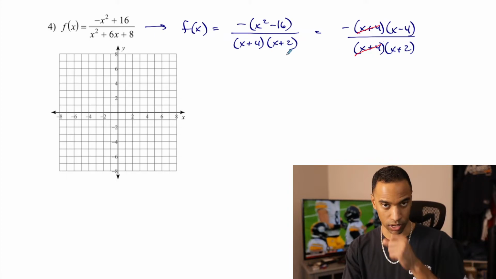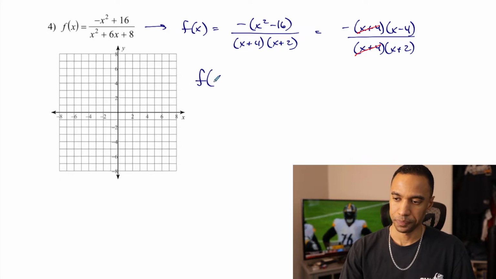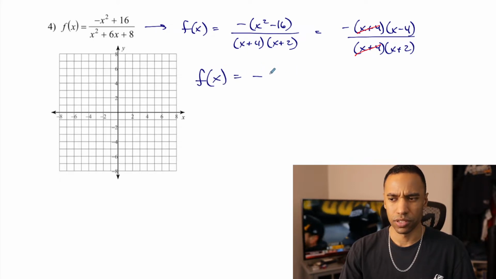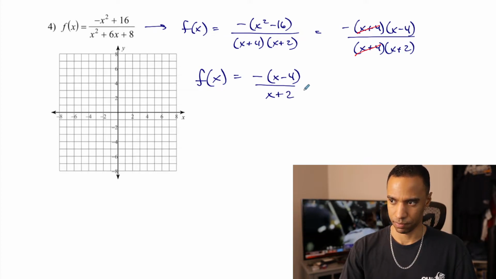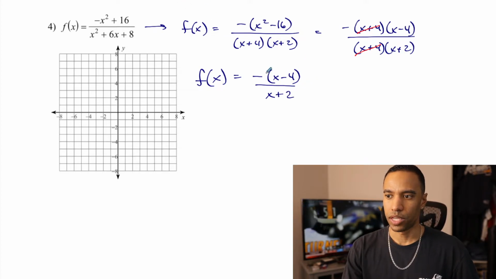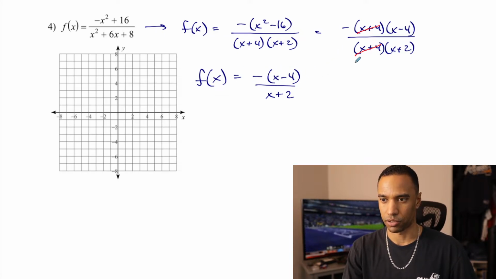Now those will represent the x value for our hole. Excuse me, the simplified version of this whole thing is that. You can distribute the negative in or leave it out. It's kind of your call on that, but I'll just leave it like that.